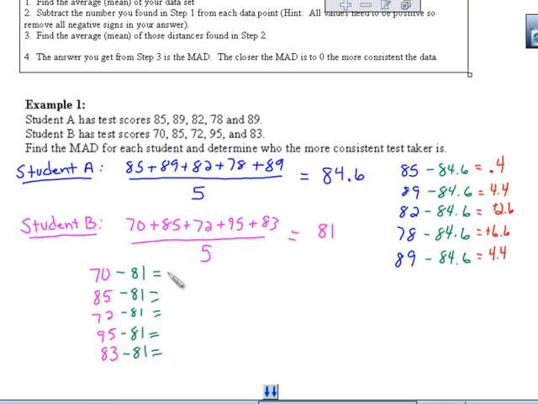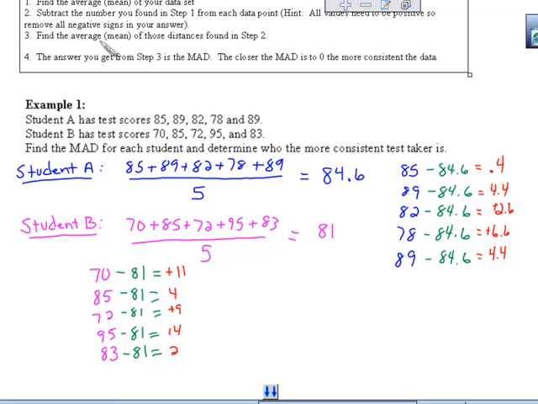Pretty easy. First one is negative 11, but that will change to a positive. Second one will be 4. Third one will be negative 9, but we'll change that to a positive. 14 and 2. I'm going to change both of these to positives before I forget. Alright, so that is all I need to do for step 2.